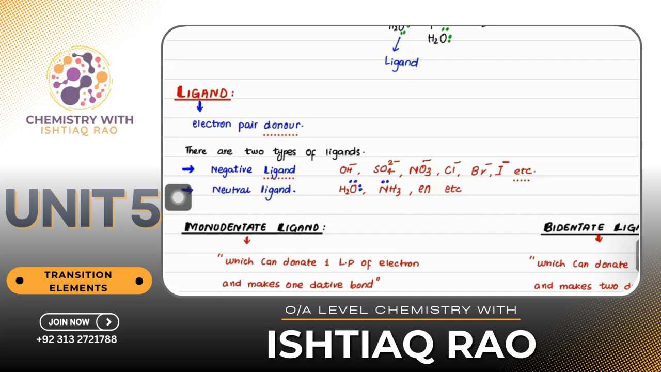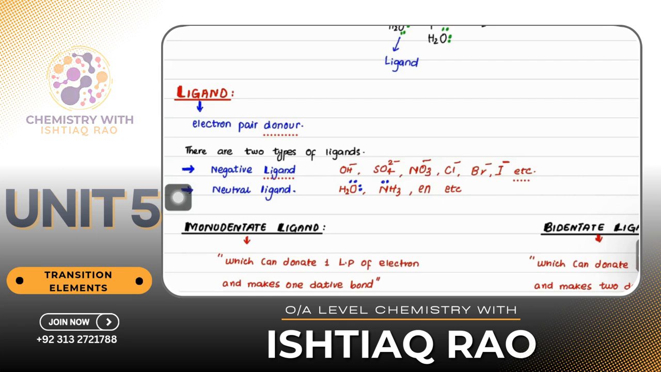So remember, there are two types of ligands on the basis of charge, or I can say on the basis of the availability of the lone pair of electrons. A negative ligand has a negative charge, like OH minus, SO4 2 minus, NO3 minus, Cl minus, Br minus, I minus. They are negative ligands. And we have neutral ligands, which have no charge but can donate their lone pair of electrons. These are called neutral ligands.